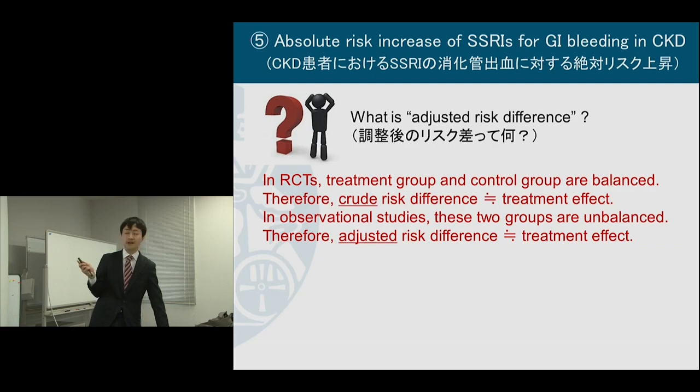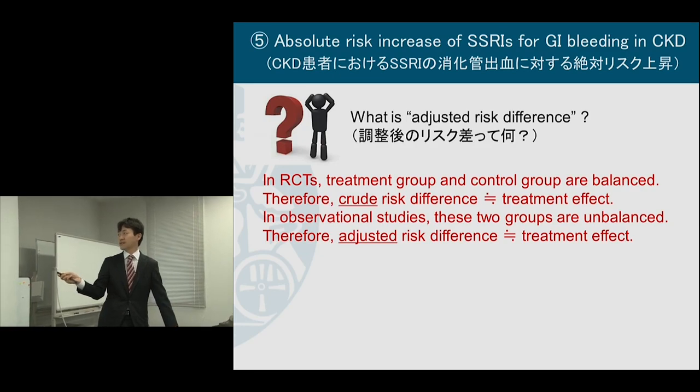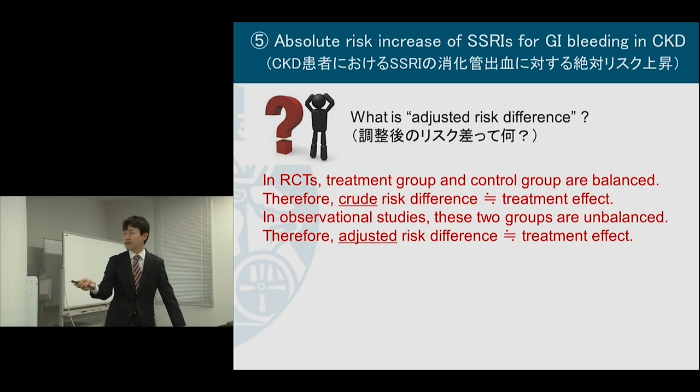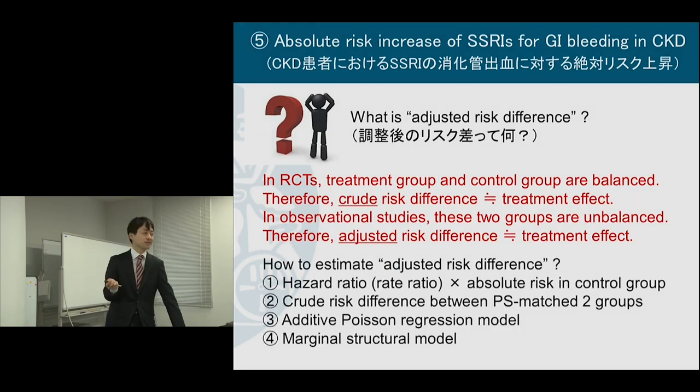After learning for a while, I understood that in RCTs, the treatment group and control group are well balanced because of randomization, and you just take the difference between the groups, which is crude. But this is the treatment effect because there is no confounding between the groups. But in observational studies, if you take the difference between the groups, this is unadjusted, and these are confounded. So confounding adjustment is needed to estimate the treatment effect. This was very new to me, and I consulted statisticians, and he suggested 4 or 5 options.